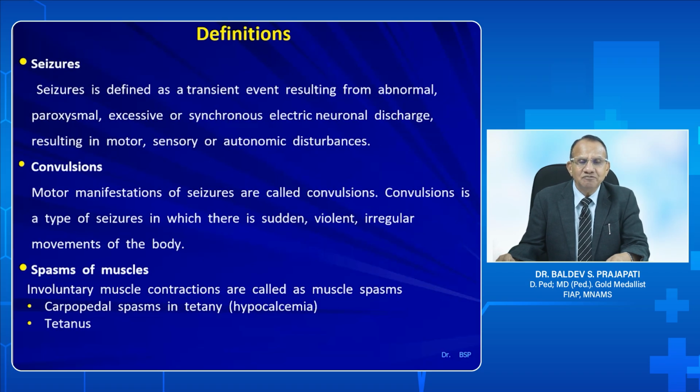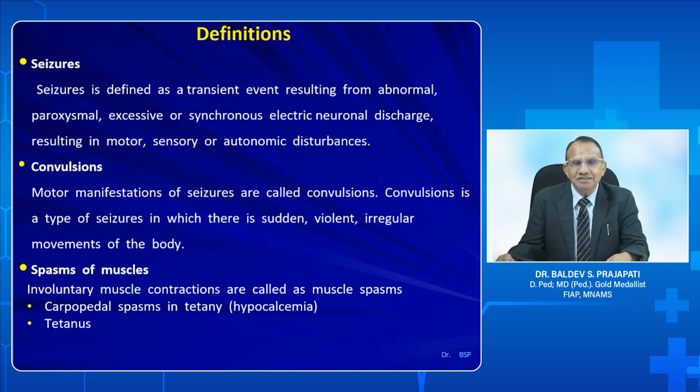Let us see how we define this type of condition in neurology. Seizure is defined as a transient event resulting from abnormal, paroxysmal, excessive or synchronous electrical neuronal discharge, resulting in motor, sensory or autonomic disturbances.